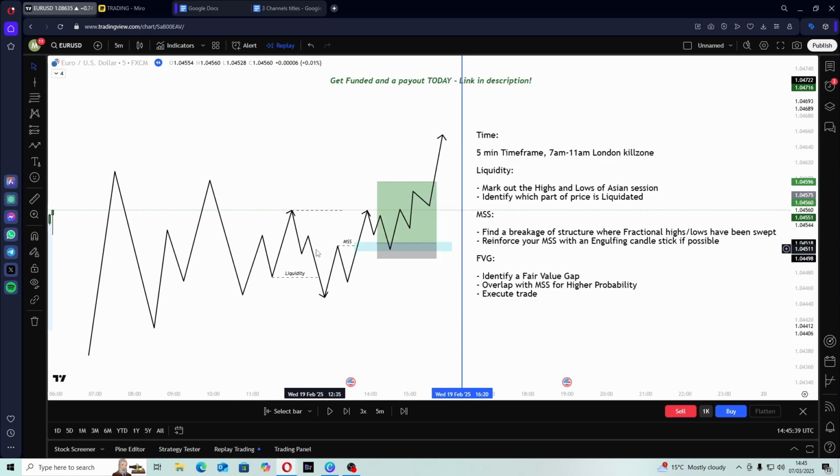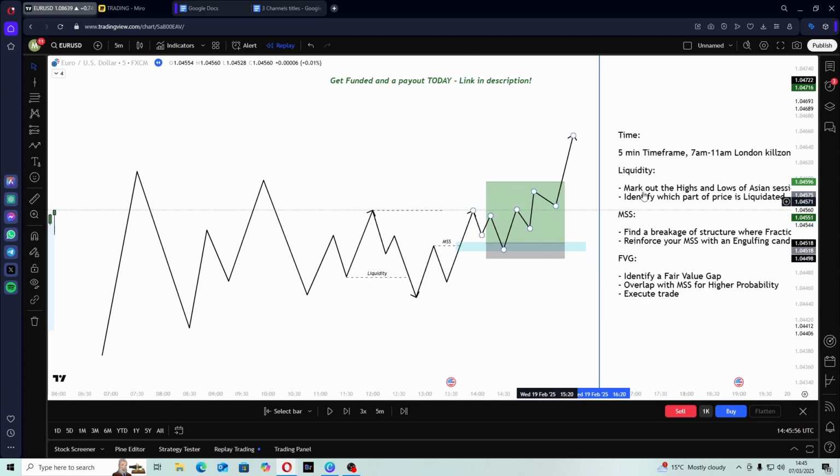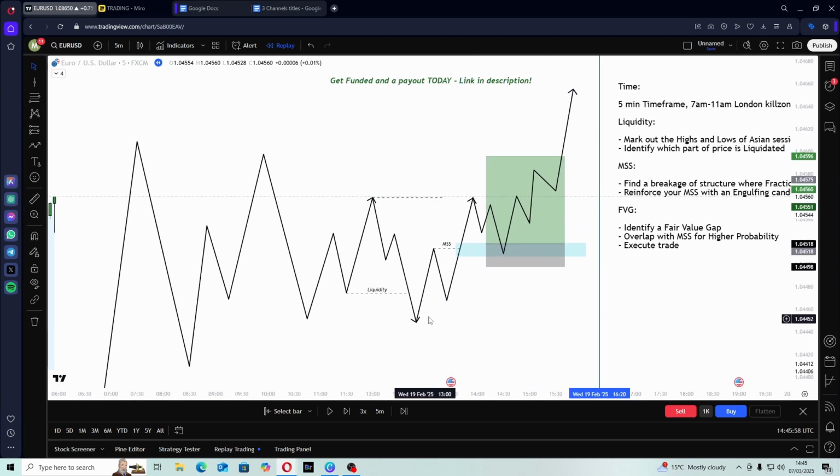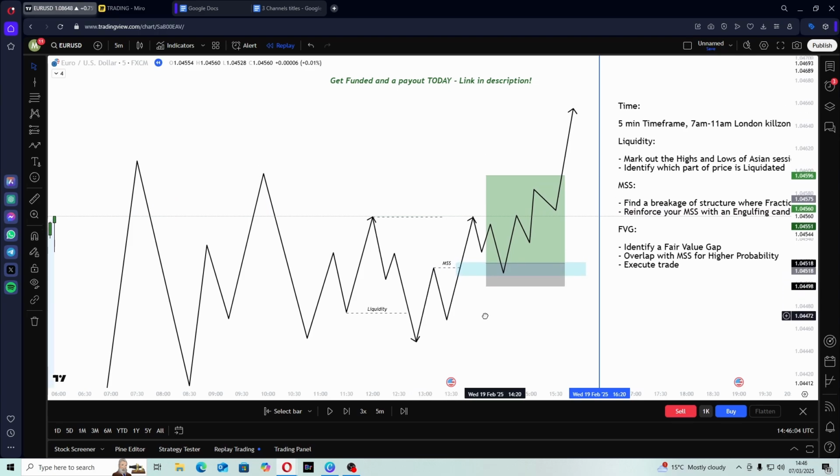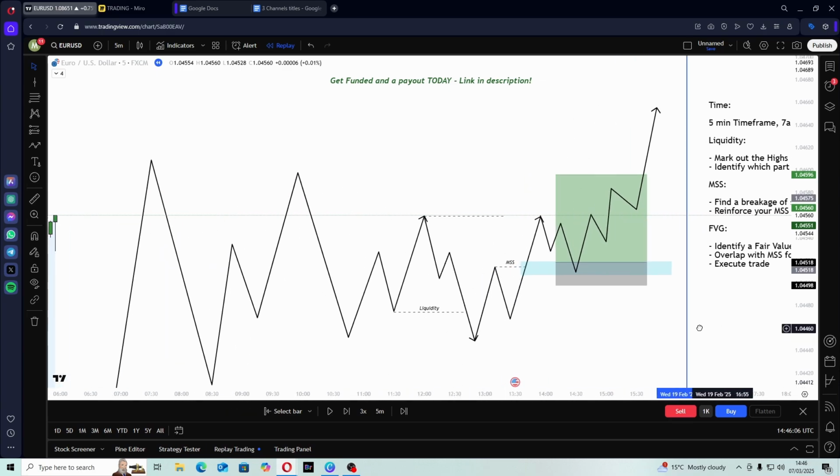You can see the lows have just been liquidated right here with price action. And once the lows have been liquidated, what we need to do is find the breakers of structure where fractional highs and lows have been swept, and we can reinforce this market structure shift with an engulfing candlestick. You can see right here, price has gone towards the upside, and then after that, it's gone down and it's broken itself, giving us a very clear market structure shift, which we'll be using so we can trade later.